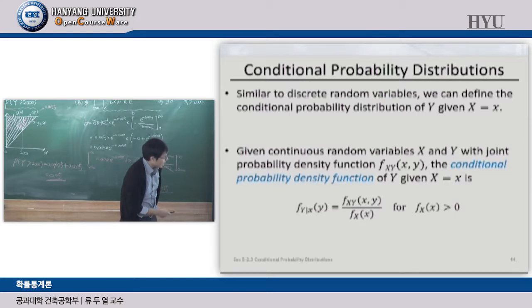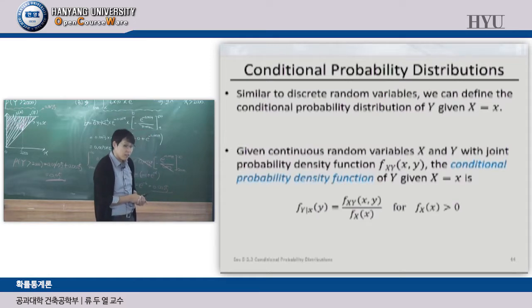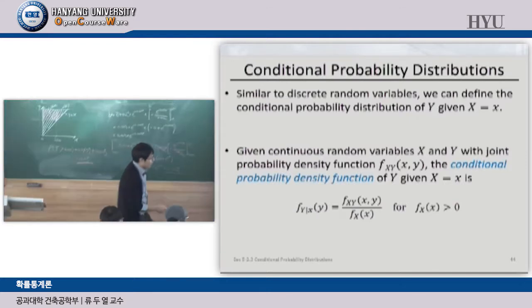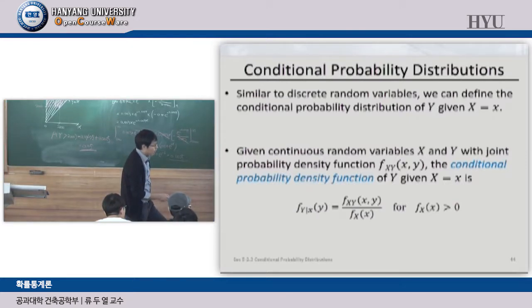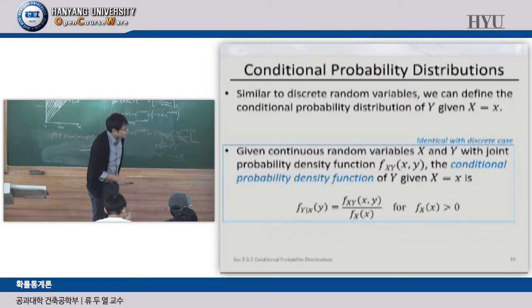So this is exactly the identical equation to the previous discrete random variable case. Do you remember that? But we only use the integration instead of the summation. But the concept is identical. And here, the marginal probability density function of x should be larger than 0. Why? Because this is used for the denominator of this equation, okay? So this is exactly identical with the discrete case.